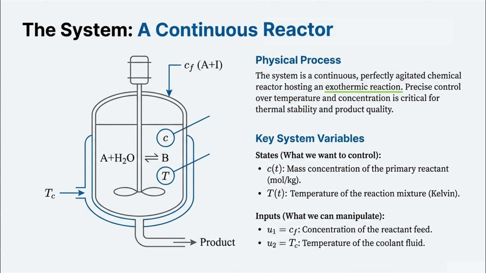We have two inputs that can be manipulated. On the one hand, the concentration, the type of material we input into our reactor. And the second is the temperature we use in our coolant circuit around the reactor. So this is not inside the reactor, it's exterior, and it helps us to cool down our reaction if needed.